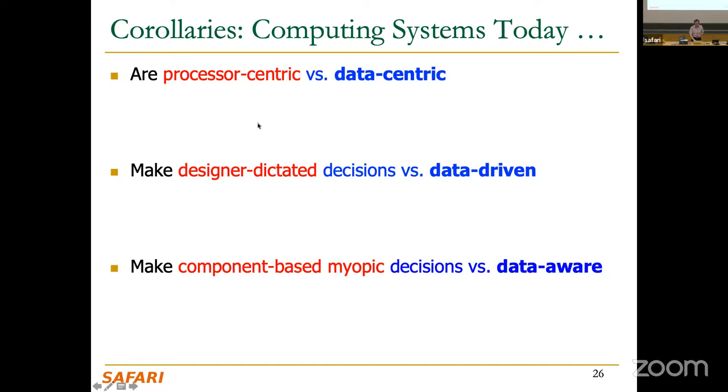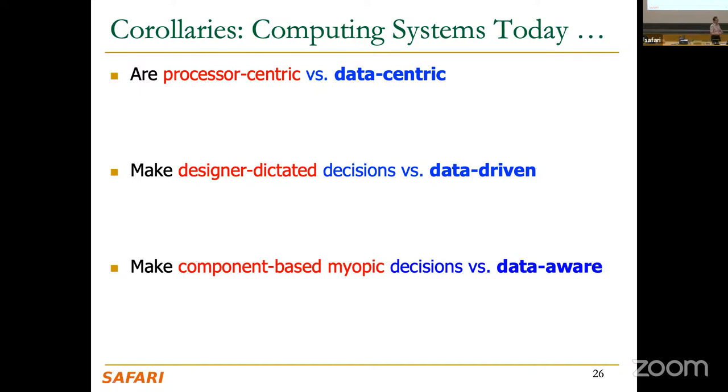It basically argues for a more data-centric system as opposed to doing everything in the processor. It argues for a more data-driven decision-making system as opposed to designers designing the policies and dictating them. And it argues also for a more data-aware, or more properly, data-characteristic-aware system design, as opposed to system design that does not know about the data.